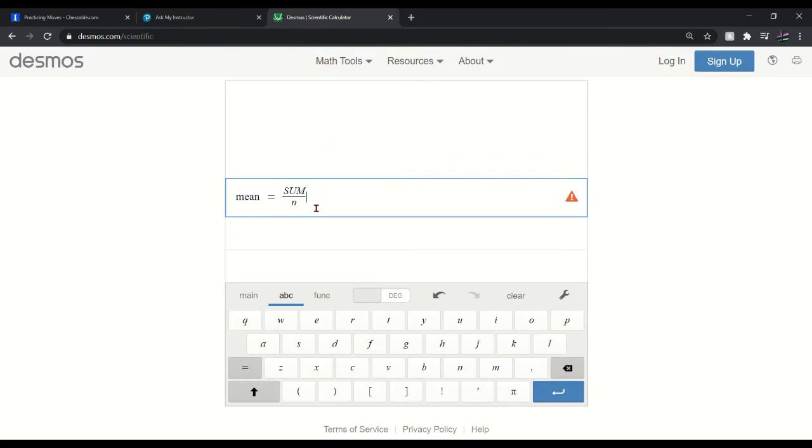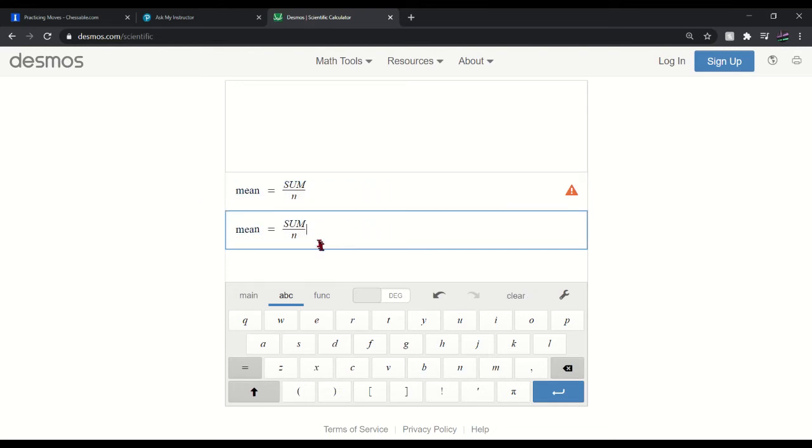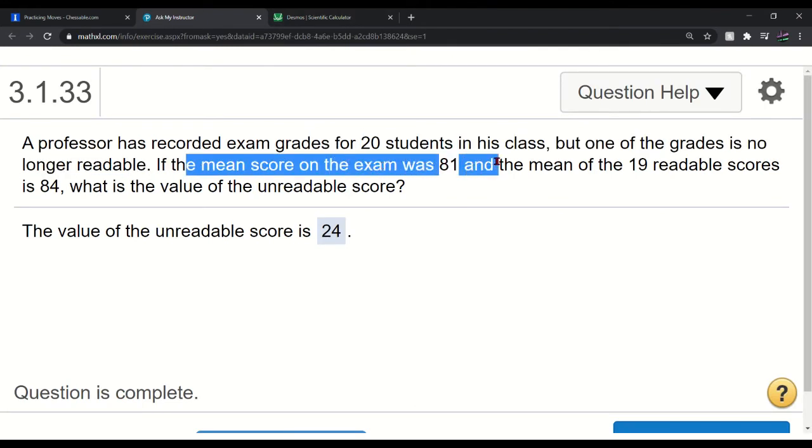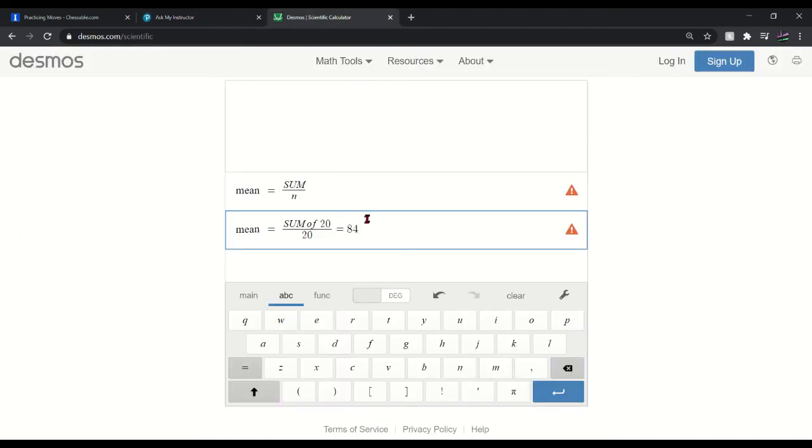Well, I'm using Desmos here. Let's say the sum of the 20 divided by 20, right? We know that mean. What was it, 84 or 81? I forget. Let's see, 81, right? It says the mean score of the exam was 81. Okay, so this is 81.